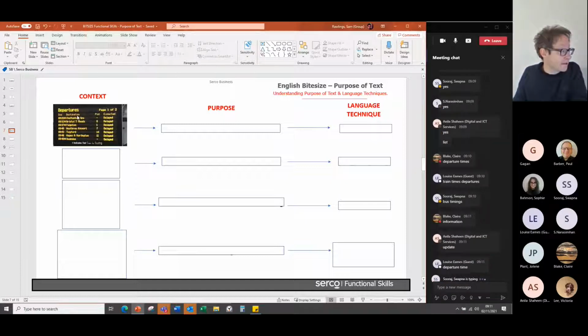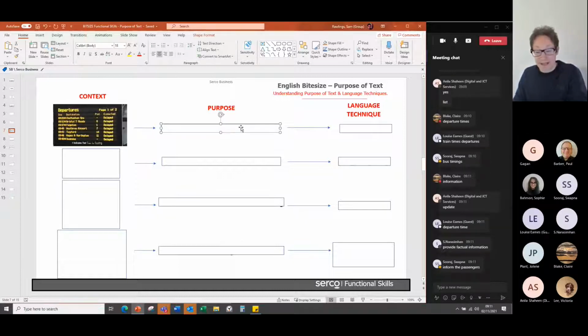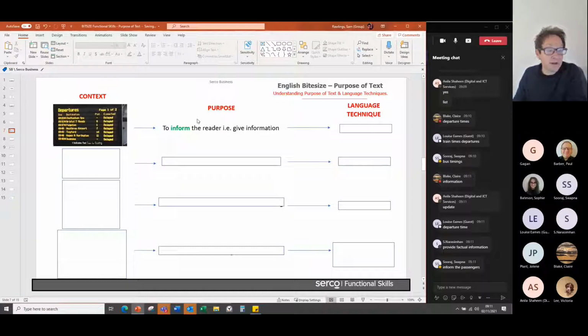So it gives you the departure times, tells you what platforms the train's coming on. It tells you if it's on time or if it's delayed. Exactly. So the purpose of this text, you're exactly right, is to inform the reader. So in functional skills, we've got 4 main purposes of text. The first one is to inform. So this train timetable, the main reason it's been created is to inform the reader or give them information.